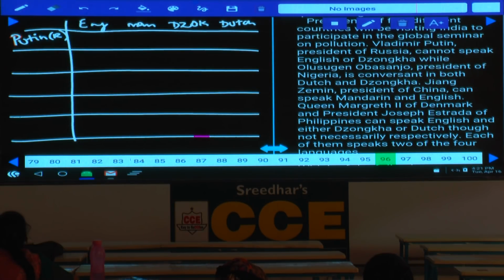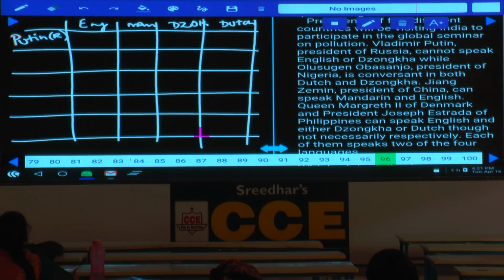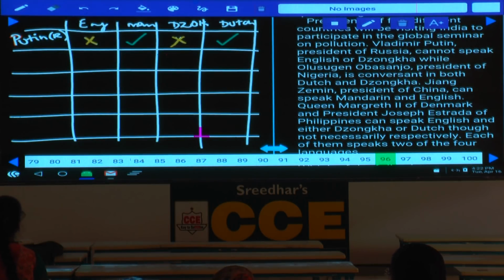Now each one of these 5 persons speaks exactly 2 languages out of the 4. Now the first information is regarding what? Putin, president of Russia, cannot speak English or Jonka. So English is ruled out, and Jonka is also ruled out. And each one of these persons speaks exactly 2 different languages. As they speak 2 different languages, then what is left over here? This person, Putin, must speak Mandarin and Dutch.